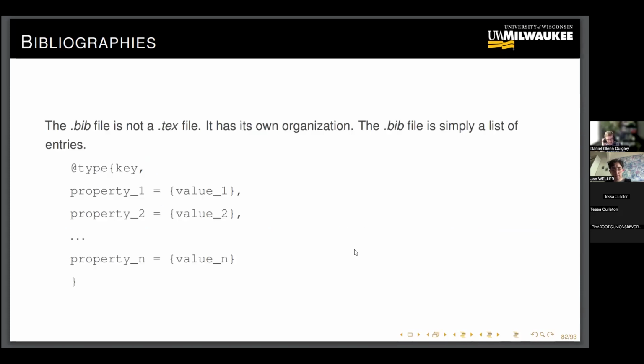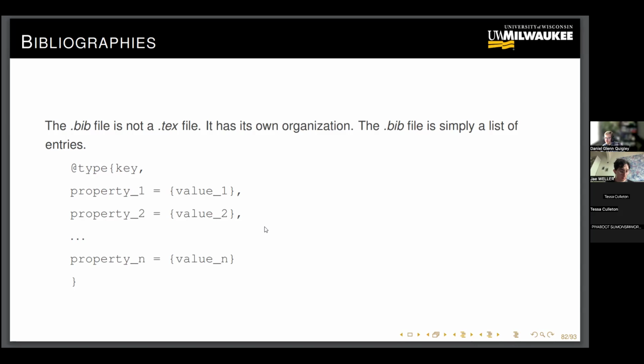Now the bib file is not a TeX file. It has its own organization, its own syntax, the whole bit. The bib file is simply a list of entries that looks like @type. So @ is going to be like, this @type could be a book, it could be a journal, it could be an article, it could be a dissertation, doesn't matter. Then you give it a name, and you might have the year of publication, the author, the title, all that good stuff. All these properties will have values, and that's how it gets reported in your bibliography.